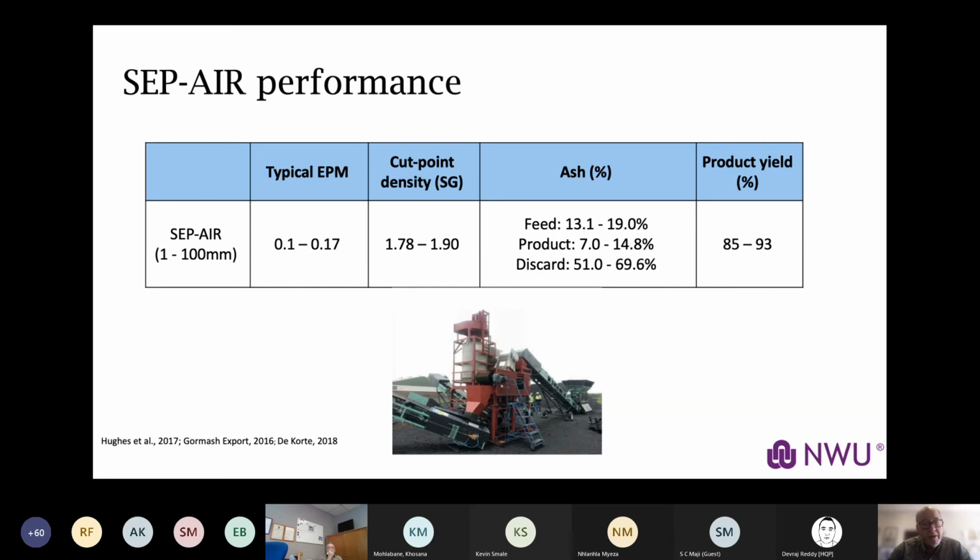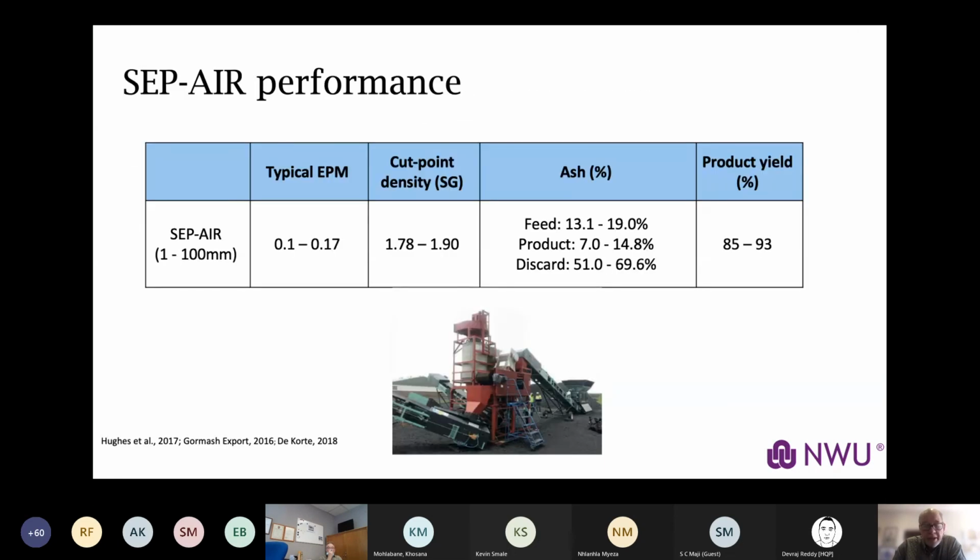These won't work unless you've got very efficient dry screening. The cut point densities seem to be a little bit on the high side, so it looks like more of a destoning, de-ashing application. But the product yields, again, it's pointless to say anything unless you know a little bit more about the coal.